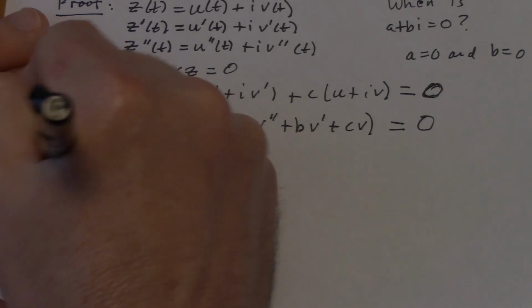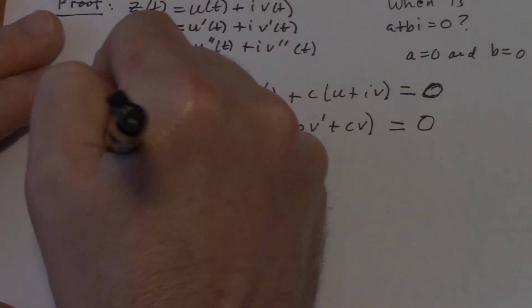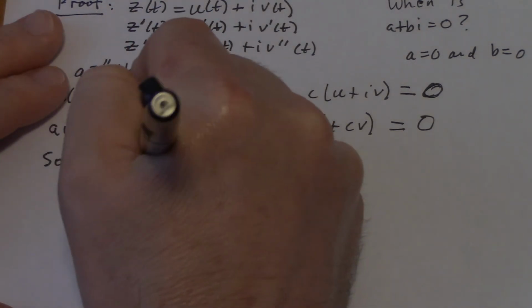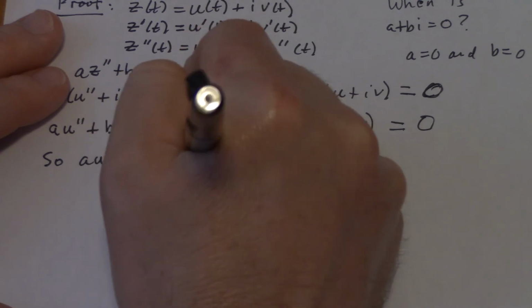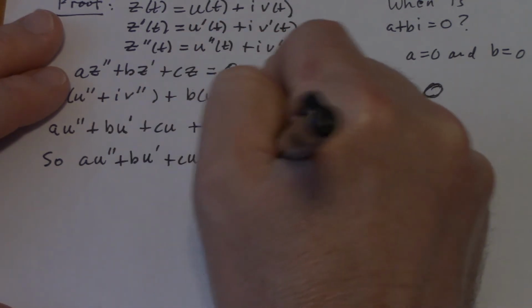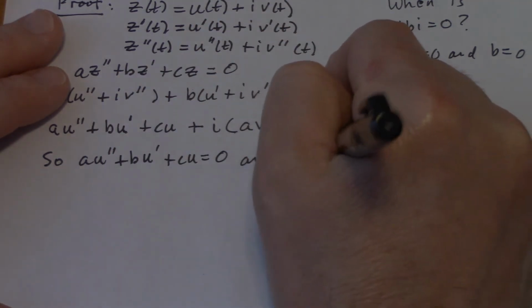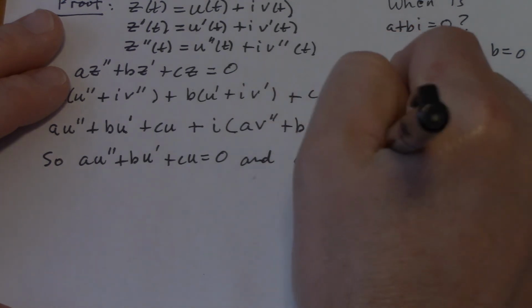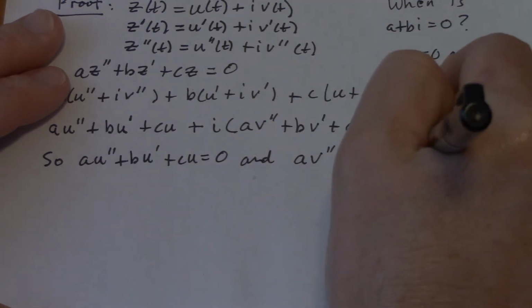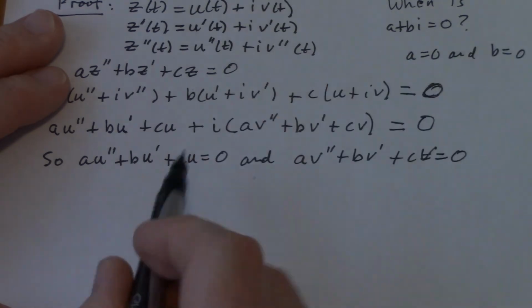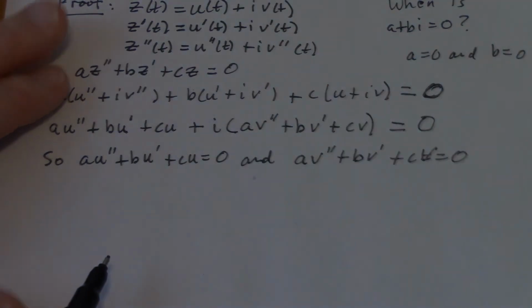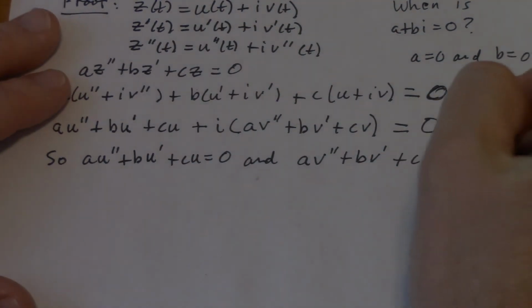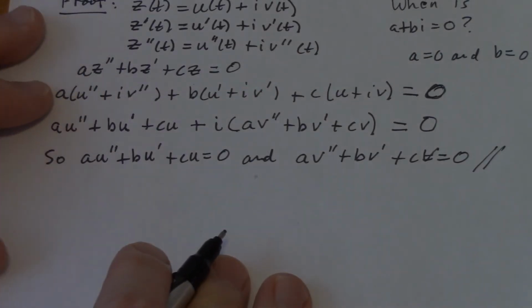Okay, so this implies that a u double prime plus b u prime plus cu equals 0, and a v double prime plus bv prime plus cv equals 0. Okay, and those are both real valued functions, so there we go. We have the proof. So I'll say that's the end of it.